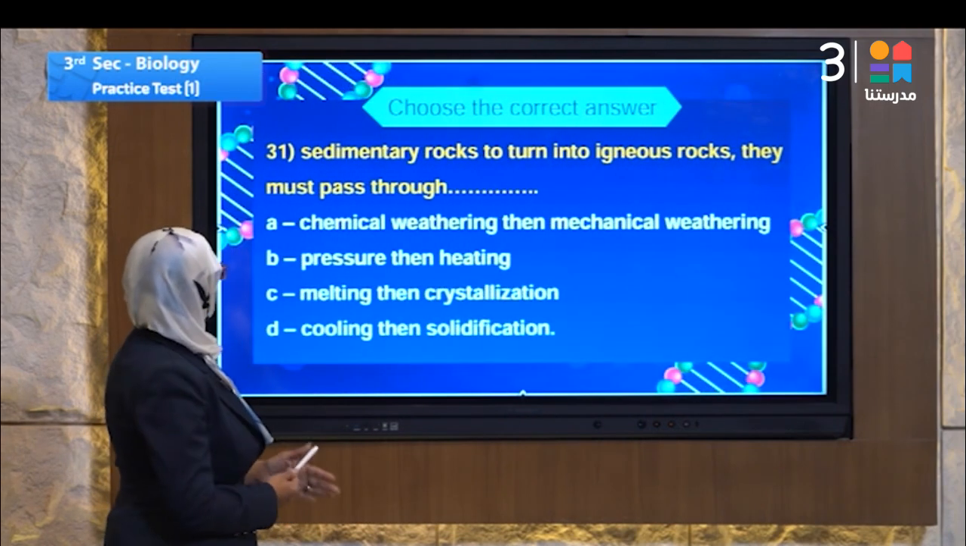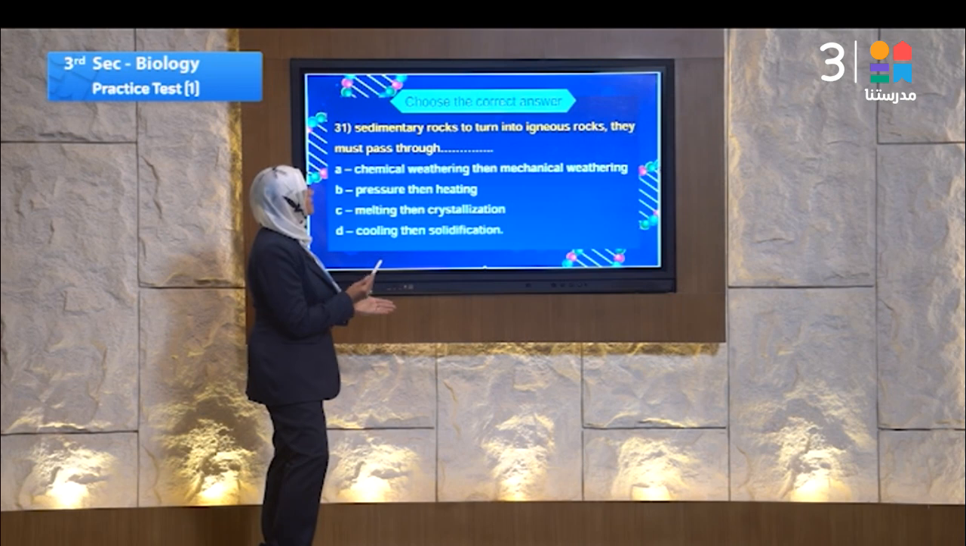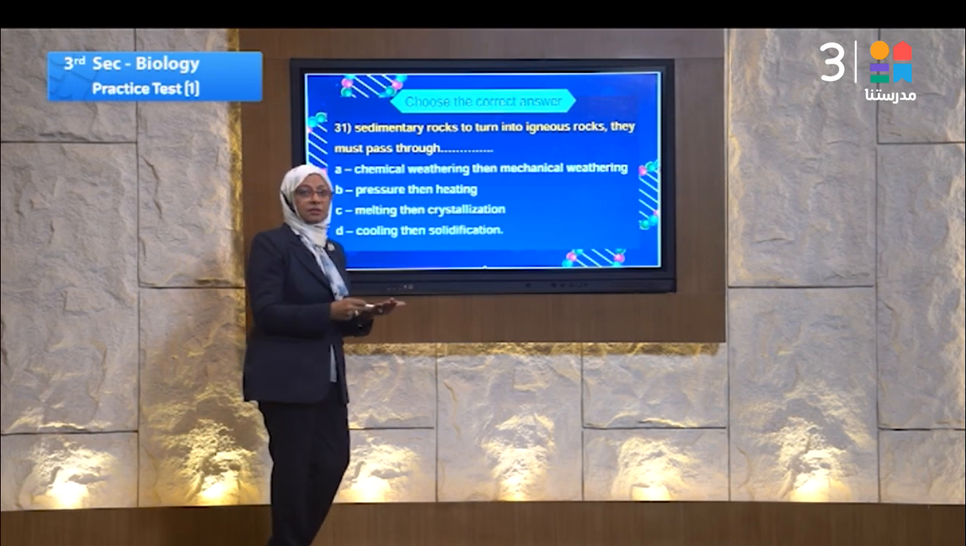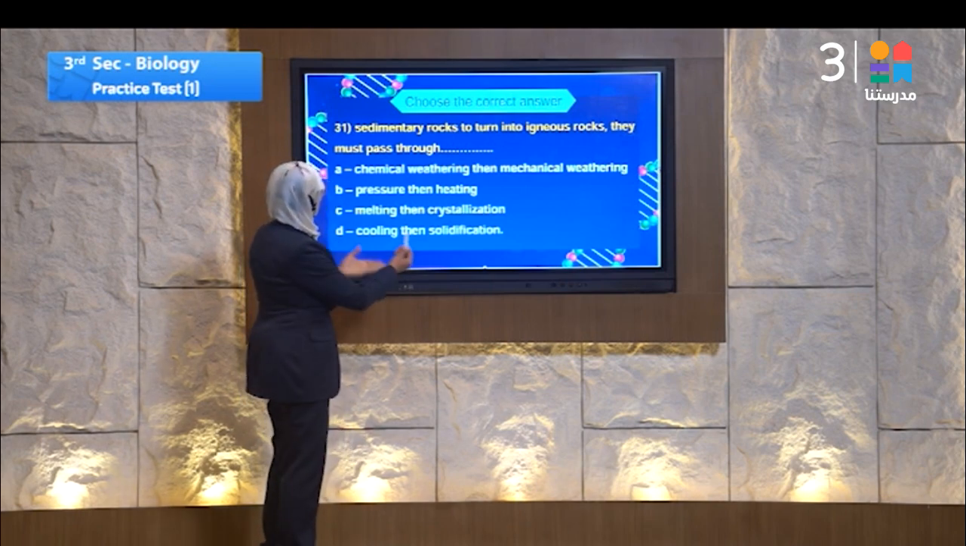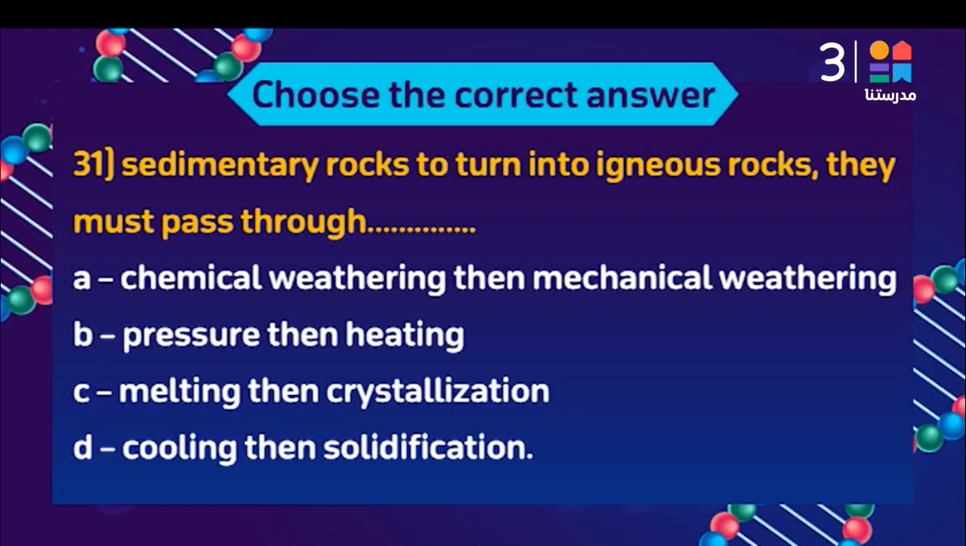Let's go to 31. 31 speaks about the sedimentary rocks. Sedimentary rocks here will be changed to igneous rocks. Let's read the question and answer it. Sedimentary rocks, to turn into igneous rocks, they must be passed through.